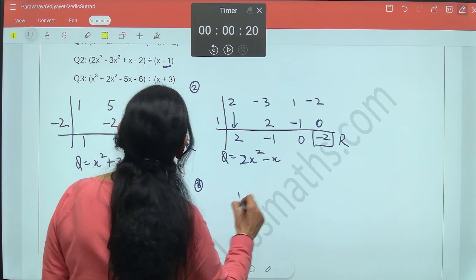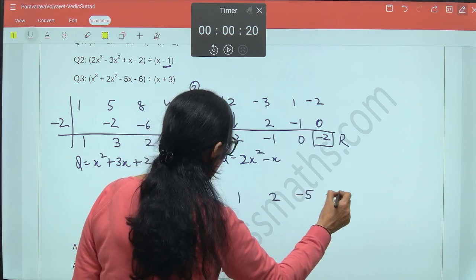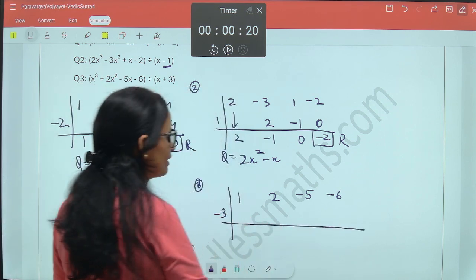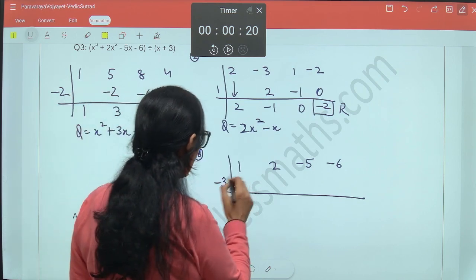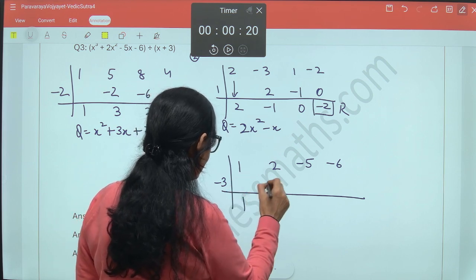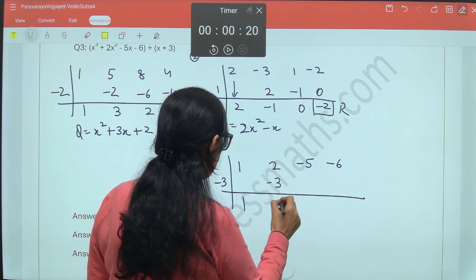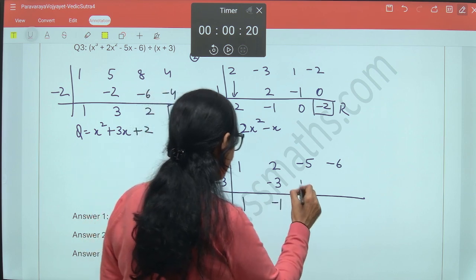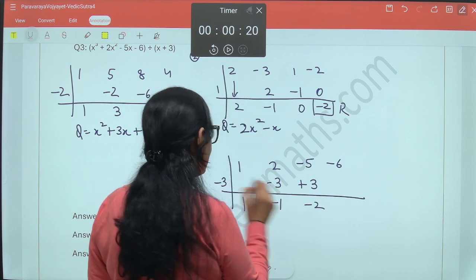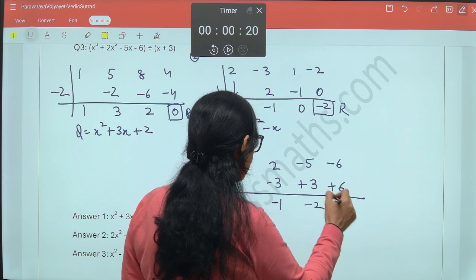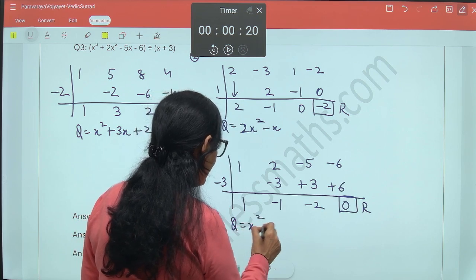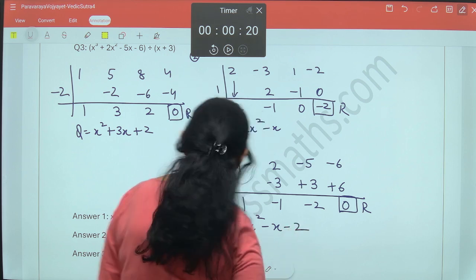The coefficients are 1, 2, minus 5, minus 6 and the divisor is minus 3. So here it is a negative number, so be careful with negative numbers. 1 into minus 3 is, so first I will bring down 1, then 1 into minus 3 is minus 3, it becomes minus 1, minus into minus is plus and here I get 3. Minus 5 and 3 is minus 2, again minus into minus is plus, 3 to the 6 plus 6. So that means the remainder is 0 and the quotient is x square minus x minus 2.